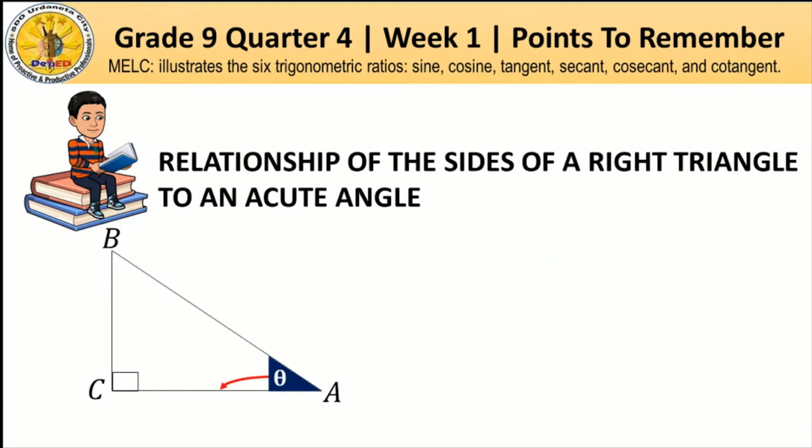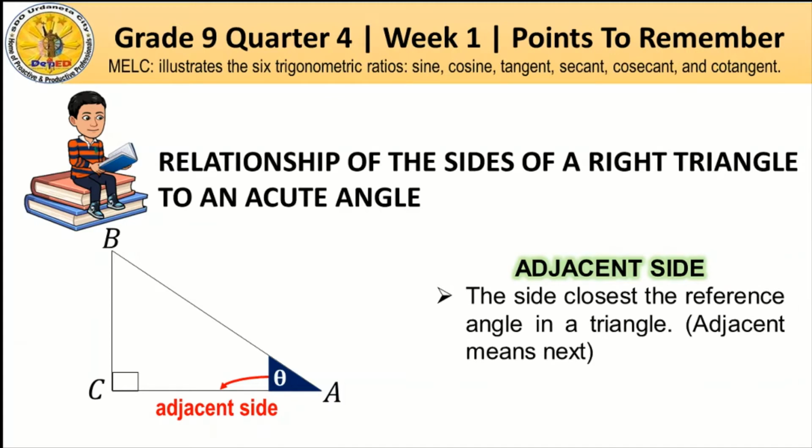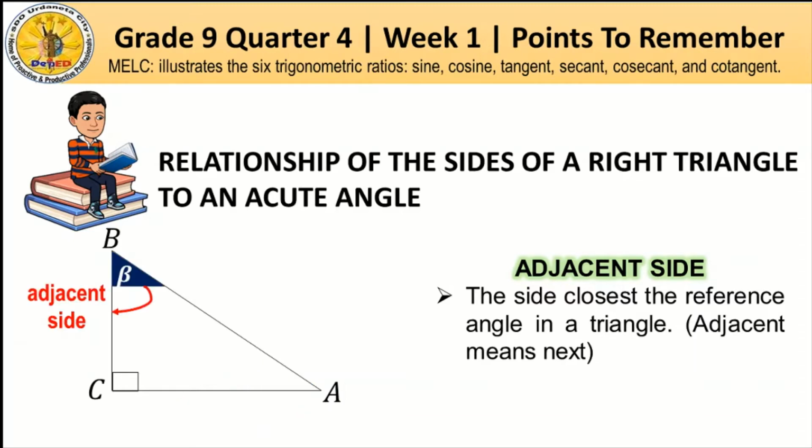How about the relationship of angle theta with respect to side CA? This is called the adjacent side. When we talk about the adjacent side, this is the side closest to the reference angle in a triangle. Take note that adjacent means next. And if the reference angle is angle beta, then side BC will be the adjacent side. Always remember that the opposite side and the adjacent side of a triangle depend on the reference angle.